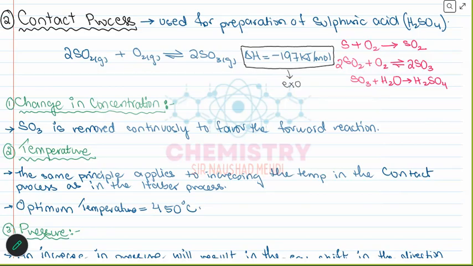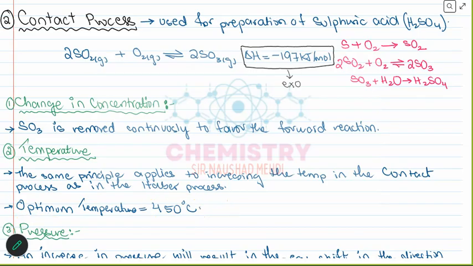So how low should the temperature be kept? Again, the same principle we applied in the Haber process. We have to select the optimum temperature, right? We cannot keep the temperature very, very low, otherwise the rate of the reaction will decrease. We have to keep it low, but only up to a certain extent. So we have to select some optimum temperature, and the optimum temperature selected by industry is 450 degrees Celsius.